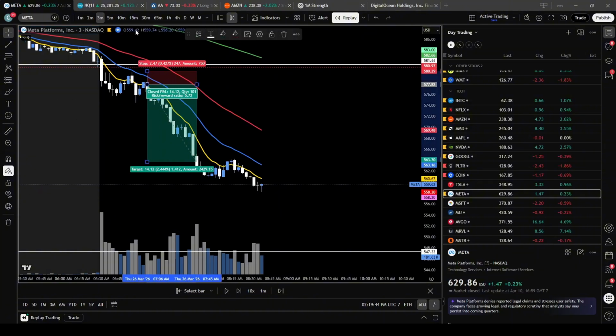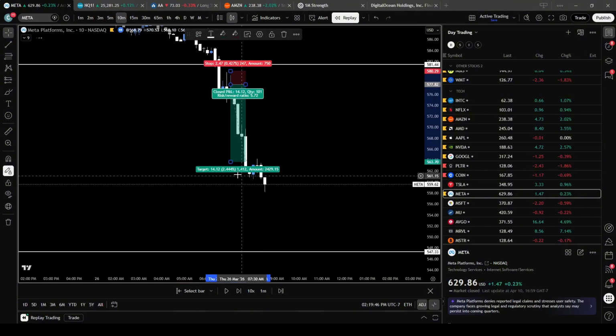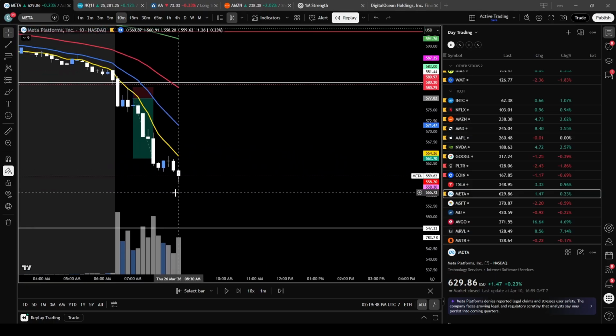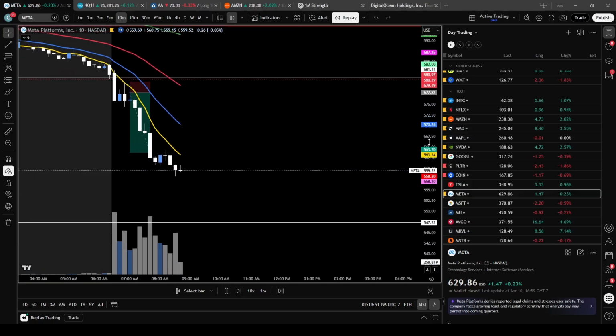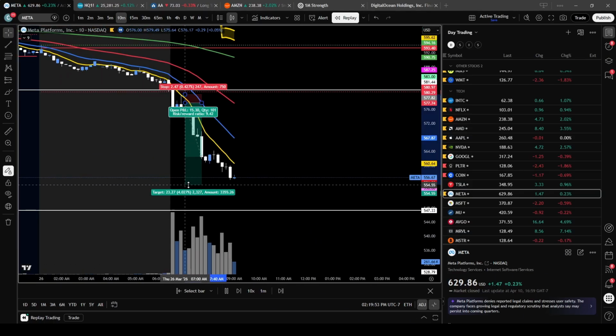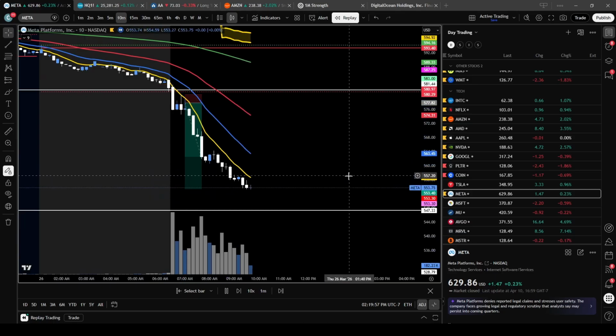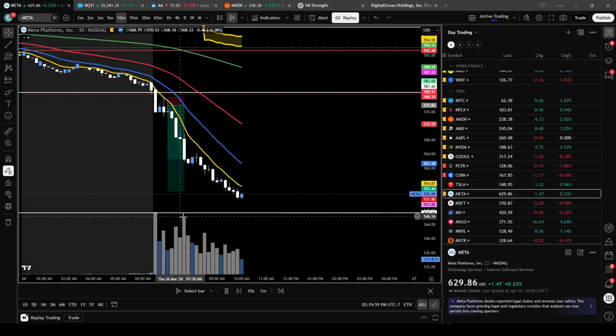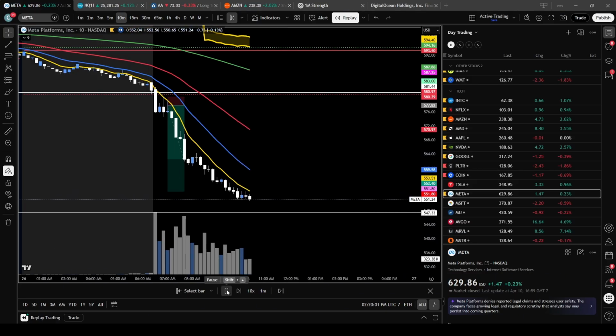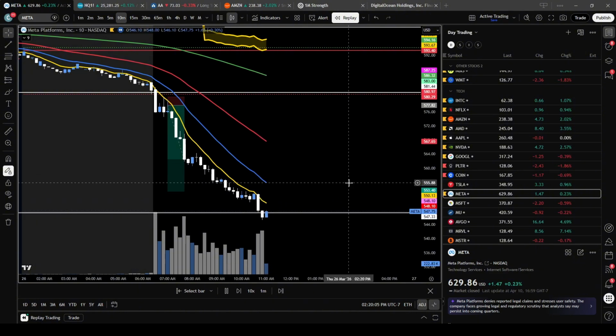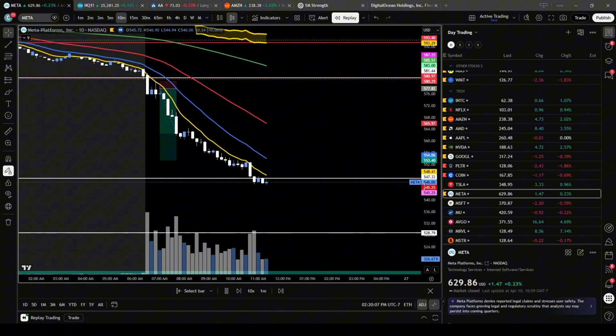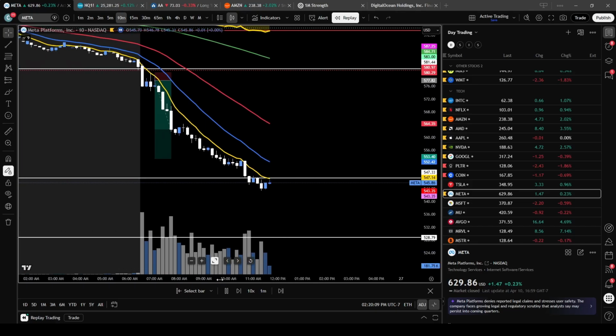But since we're trading it on the 10-minute and it's a 10-minute flag, we're going to be riding the 10-minute 8 EMA, because the 10-minute 8 EMA is way better. The 3-minute 8 EMA on these kind of setups is going to get you stopped out too early a good amount of times.